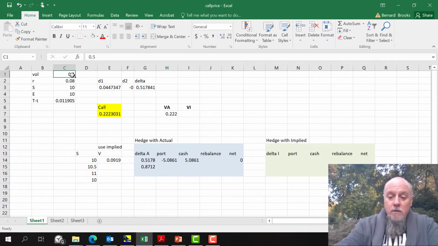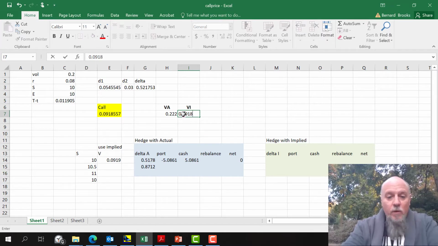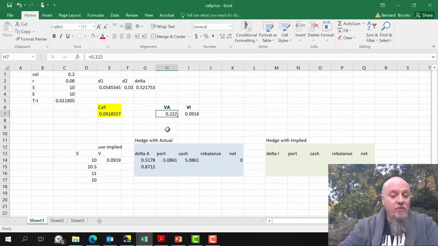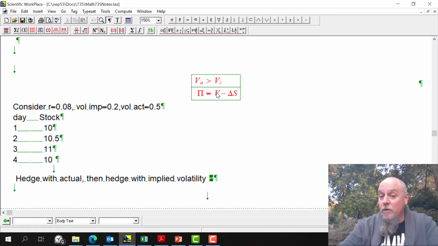Now the market used 0.2. So the market must have been pricing this at 9.2 cents-ish. So there's a discrepancy. This option is selling for less than a dime, and I think it's worth 22 cents, so I want to buy it. Of course, I want to buy this portfolio. This part is cheap, so I want to buy the whole portfolio so I can hedge.